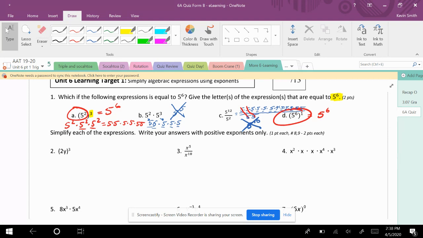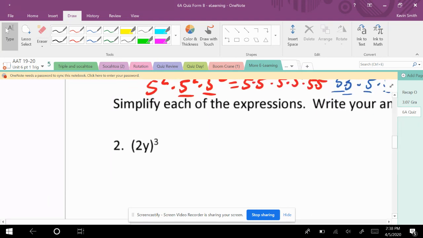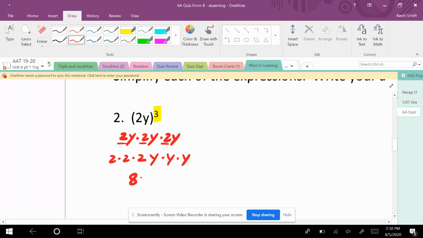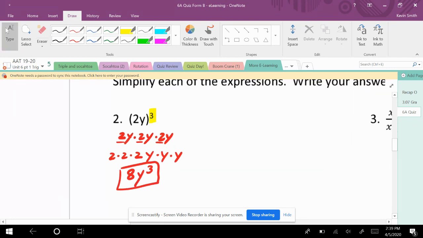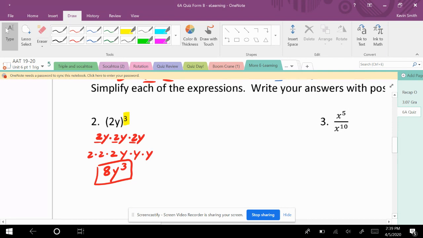Okay, let's look at number 2. This cube is telling me to do 2y 3 times, so I get 2y times 2y times 2y. I like to rearrange it, put all my numbers by each other. 2 times 2 times 2, y times y times y. So I end up with 8y to the 3rd. All right, pause it there if you want to look at the work. Here's number 3.